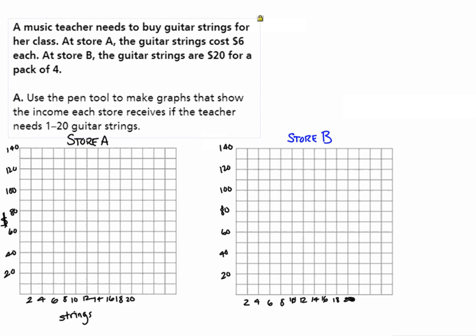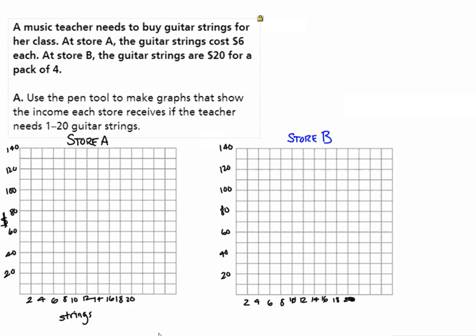You should be on page 9 of your student companion to see this example in front of you. So let's get into it. It says a music teacher needs to buy guitar strings for her class. At store A, the guitar strings cost $6 each, and at store B, the guitar strings are $20 for a pack of 4.